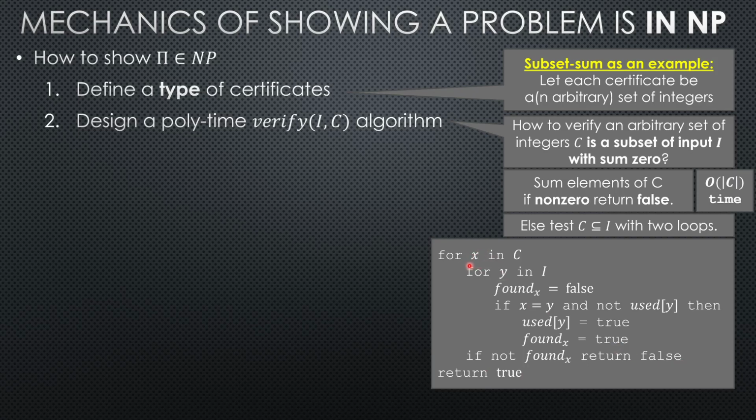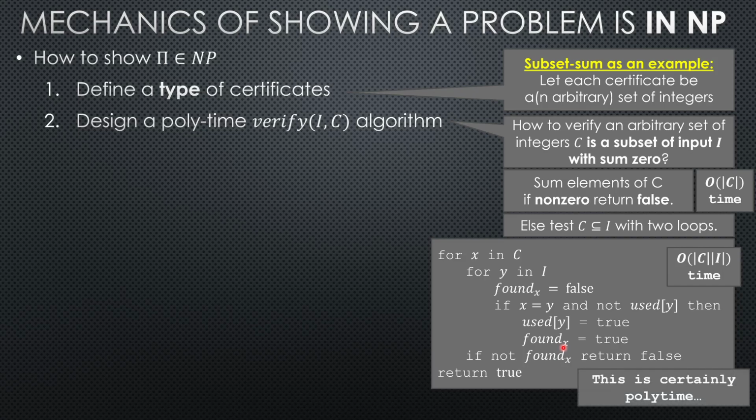For each x, if we fail to find x in Y, maybe because we've already used up all of the 7s and we're trying to find another 7, then we return false. Otherwise, if for every x we find an unused copy of that value in Y, then we return true. Okay, and this is two loops. This is done in order cardinality of C times cardinality of Y time. This is certainly polytime in the input.